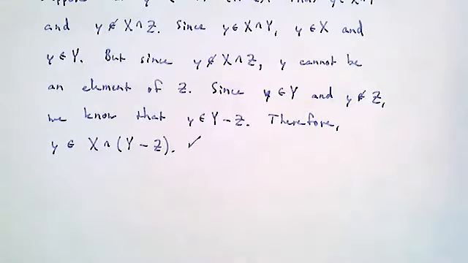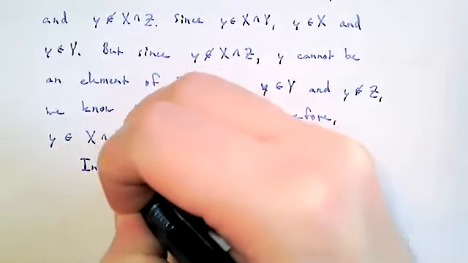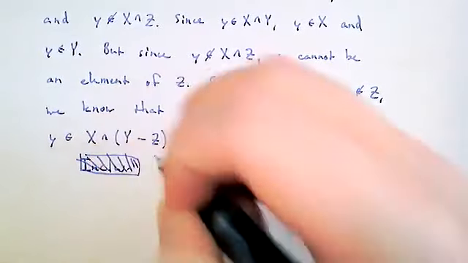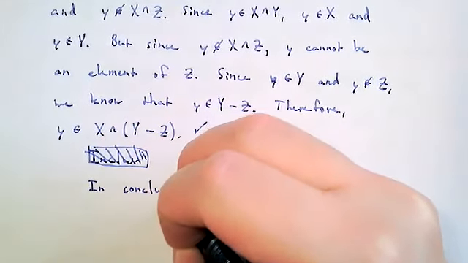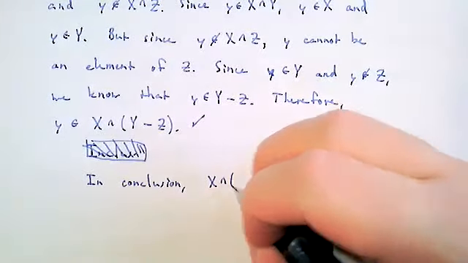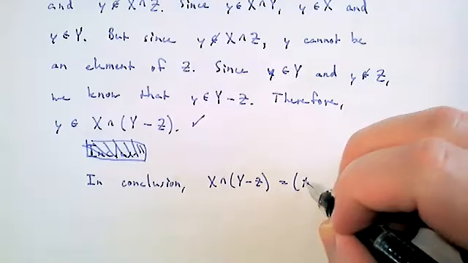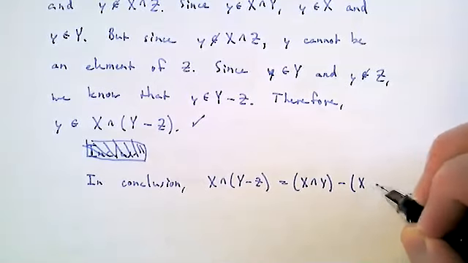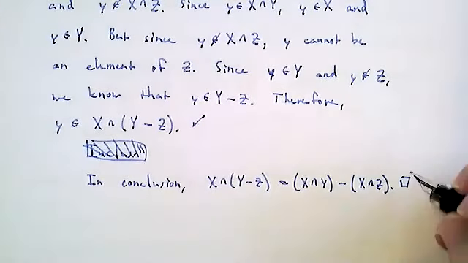So we just need a concluding sentence. Something like, in conclusion, oops, that's bad handwriting. In conclusion, we can say the two sets are equal. X intersect Y minus Z is equal to X intersect Y minus X intersect Z. And then we can put our little box to show that we're done.